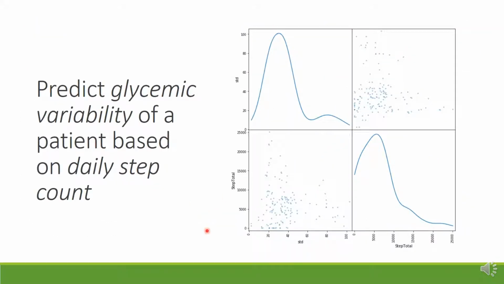We next aimed to predict glycemic variability of a patient based on their daily step count, and this scatterplot matrix shows participants who experience the highest variability in their glucose, greater than 60 milligrams per deciliter, have very few step counts. Most are less than 10,000 per day.